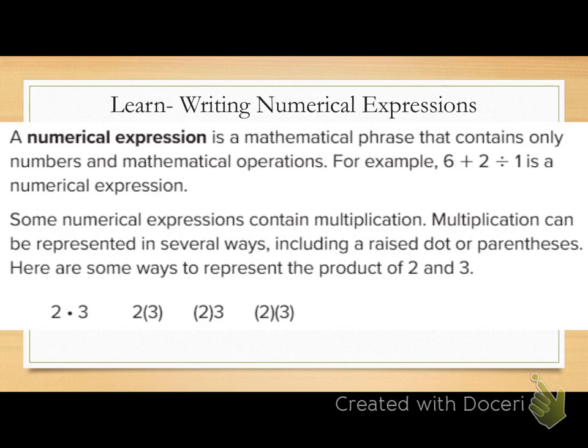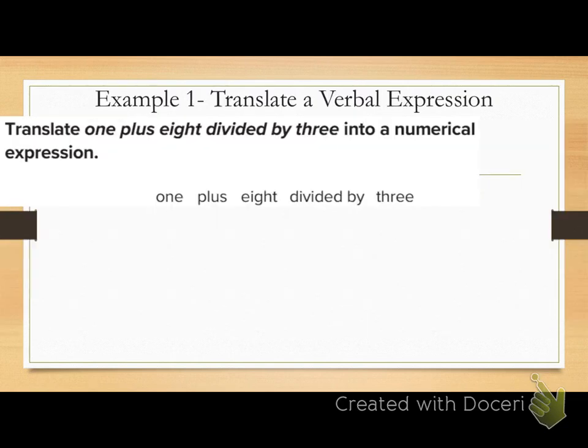We good? Can I move on, or is there anyone trying to get all this written down? I'm good to move on? Okay. Example 1. Translate 1 plus 8 divided by 3 into a numerical expression. So it's giving me this sentence, and it wants me to write it as some numerical expression. So numbers with mathematical operations. Okay? 1 plus 8 divided by 3.